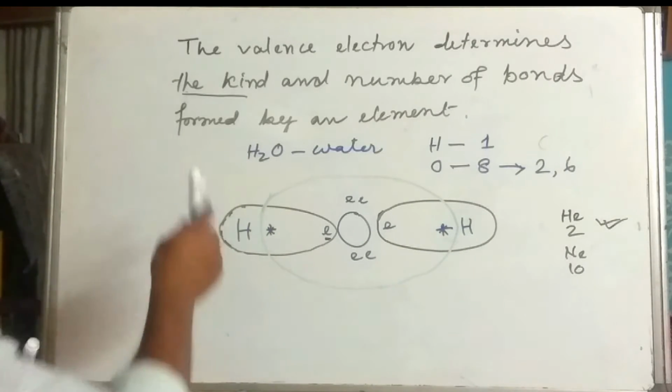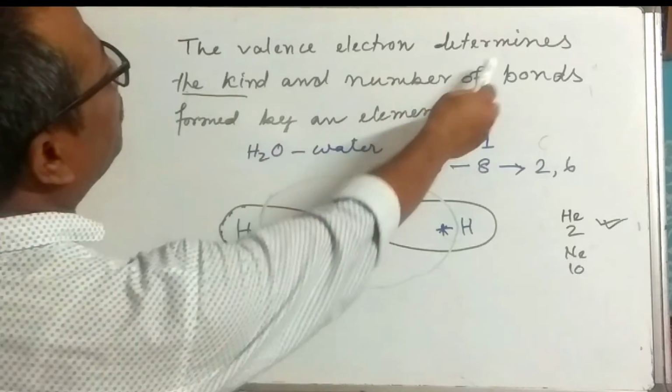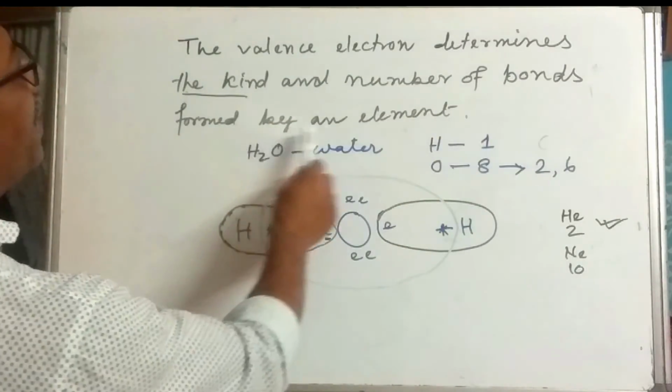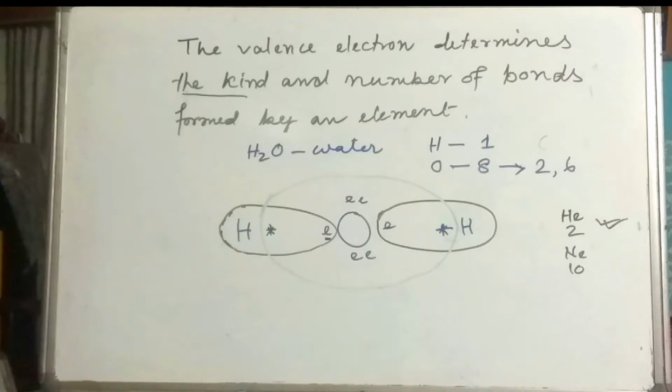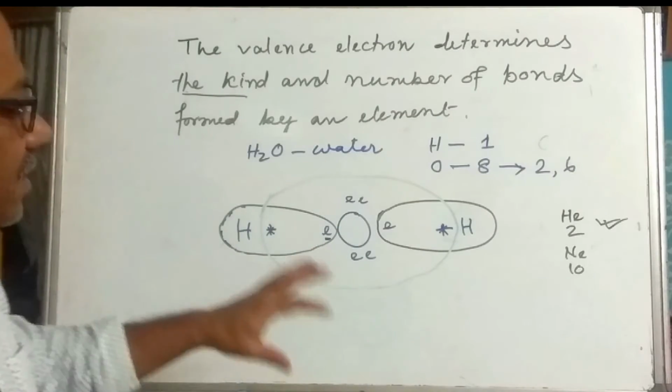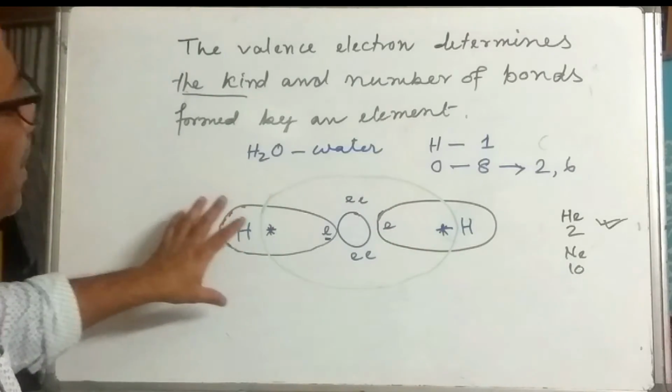So here therefore it is written that the valence electron determines the kind and number of bonds formed by the elements. I have discussed 2 types of bonds. One is electron transferring, donating and accepting, and one is electron sharing. This is the electron sharing.